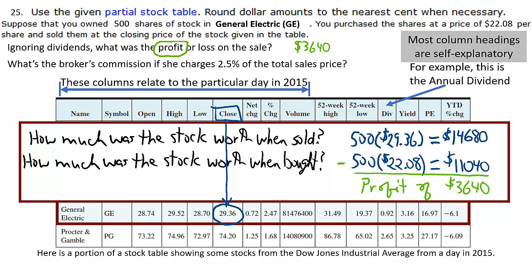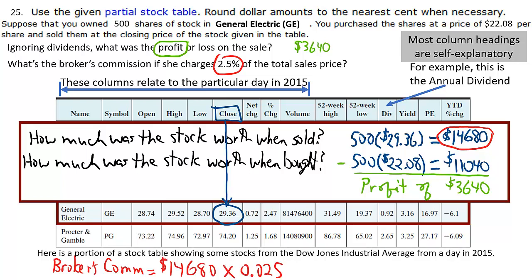Another question. What's the broker's commission if she charges 2.5% of the total sales price? Well, the sales price was that $14,680. If she charges 2.5% of that, you just take 2.5%, change it to a decimal, that's 0.025, and multiply it by $14,680, and you'll find out that the broker's commission was $367. So the broker charged you $367 to make that sale.